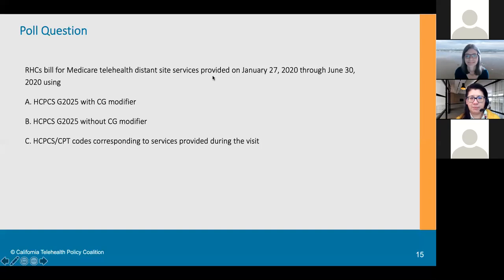All right, great. So the question is, RHCs bill for Medicare telehealth distance site services provided on January 27, 2020 through June 30th, 2020, using A, HCPCS code G2025 with CG modifier, B, HCPCS code G2025 without the modifier, or C, HCPCS codes corresponding to the services being provided. And the answer is A. The majority of you did answer with that A option, so great job there, and thank you for participating. I will go on to the next slide, please.